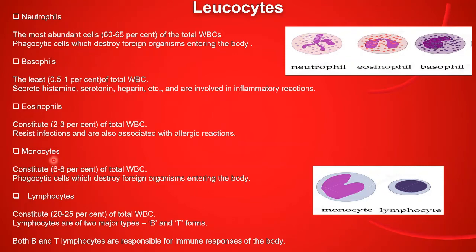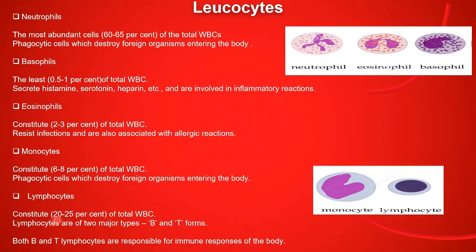Now coming to the agranulocytes, that is monocytes. Monocytes make up 6 to 8% of the total WBC. They are phagocytic cells, they will destroy the foreign organisms entering the body. They will transform into macrophages, which are phagocytic cells. They will enlarge to form macrophages, and they have a very important role as antigen presenting cells also.